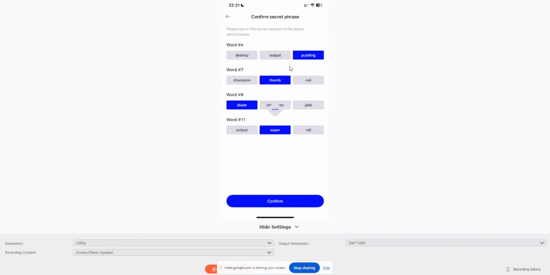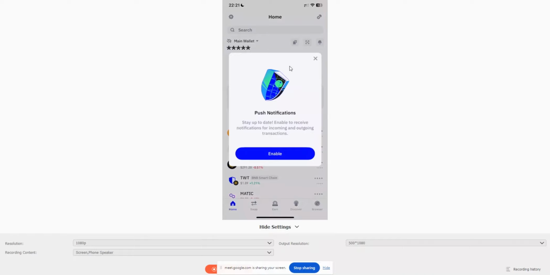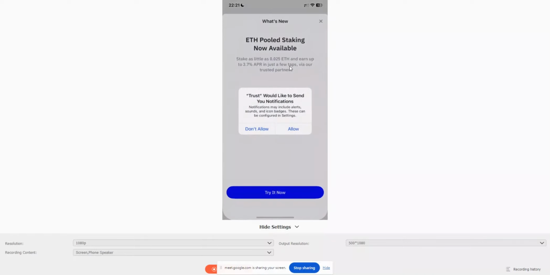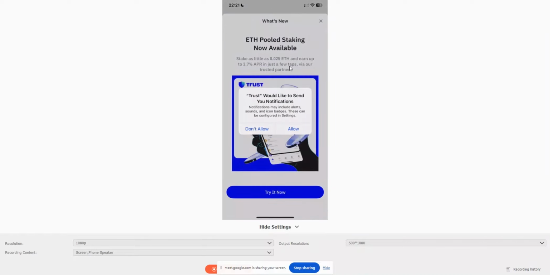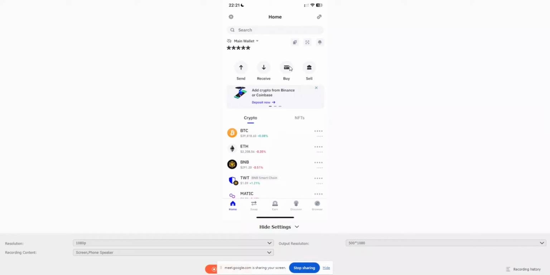Once I do that, now I have a wallet. Okay, you can see now it's telling me to start using a wallet, and I can enable push notifications and allow this. This one you can close for now. If pool staking, we'll come to that much later.